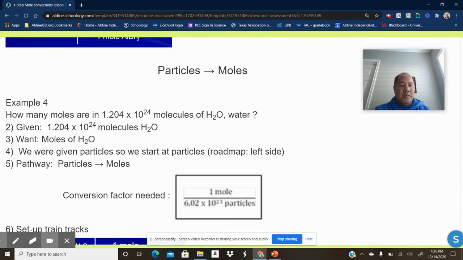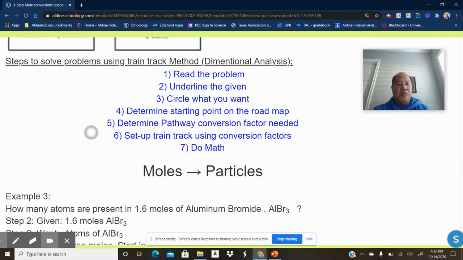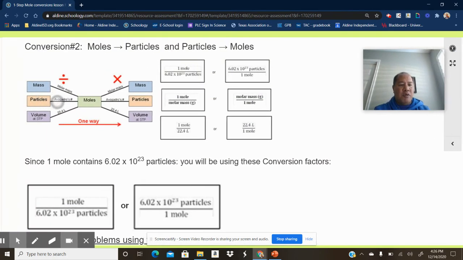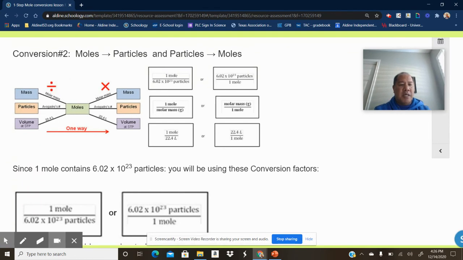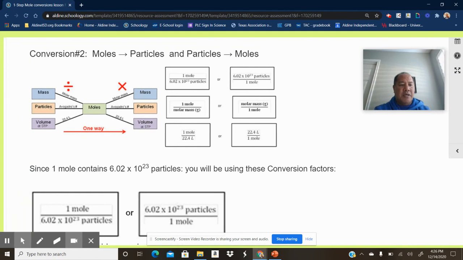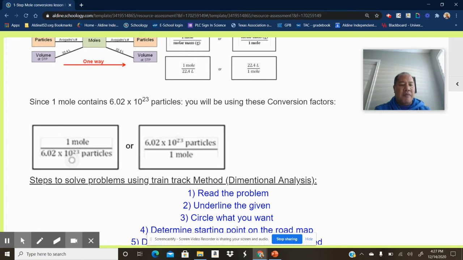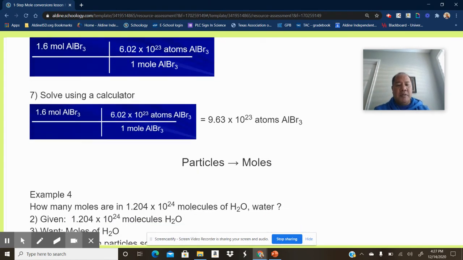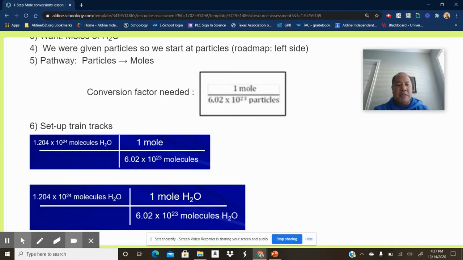Okay. We are given particles, so we're going to go back to the roadmap. This time we're given particles here, and they want moles. So we're going to go from here to here, and this time we're going to divide by Avogadro's number. All right, again, here to here, we're going to divide by Avogadro's number. So that means Avogadro's number has got to be on the bottom. All right, so back to here. So that's the one we're going to use, where Avogadro's number is on the bottom.